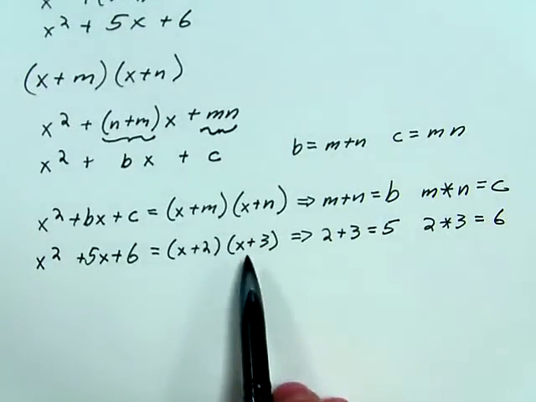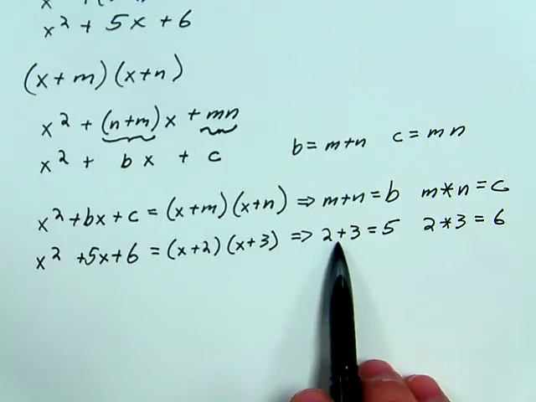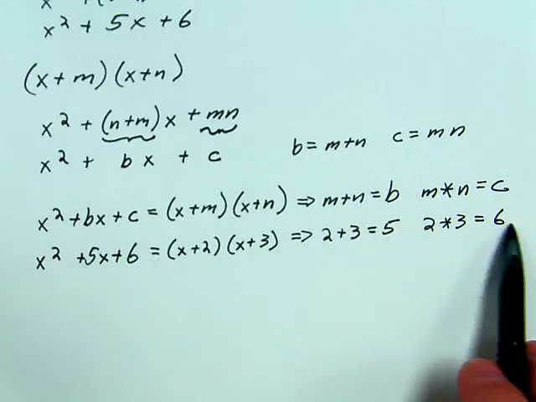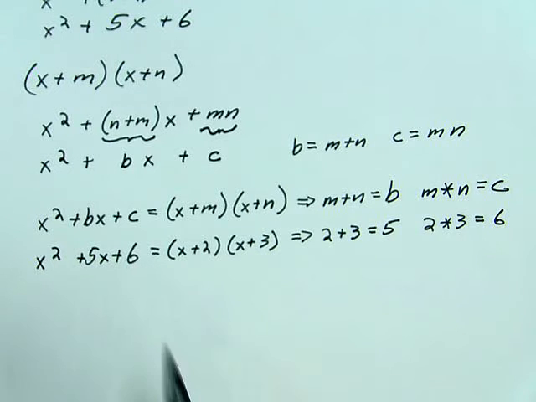We're going to look for two numbers that add up to the middle term but multiply to the third term, the last term. Okay?